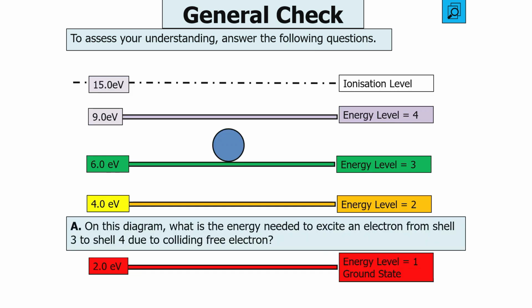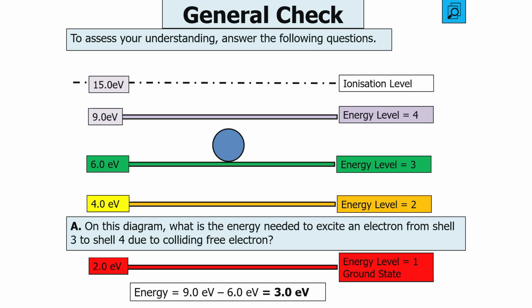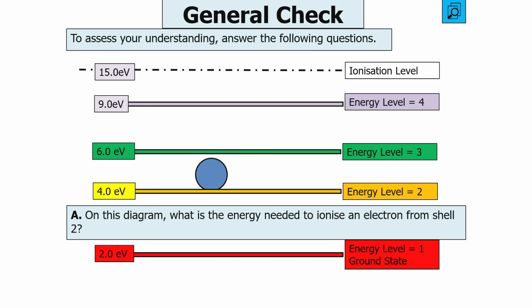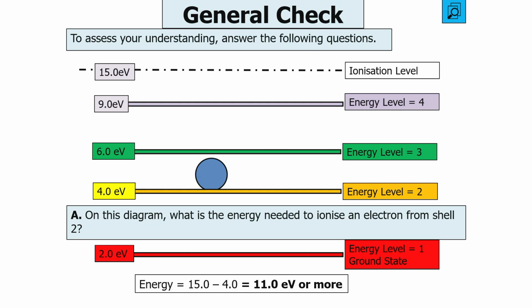On the diagram, what is the energy needed to excite an electron from shell 3 to shell 4 due to a colliding free electron? So pause the video now, then unpause the video when you want to go through your answer. It is 9 eV minus 6 eV, so it is 3 eV. On this diagram, what is the energy needed to ionize an electron from shell 2? So pause the video now, then unpause the video when you want to go through your answer. It would be the ionization level, 15, minus the energy from shell 2 for 11 eV or more, because anything above that will still cause ionization.